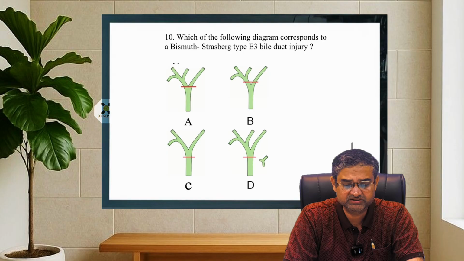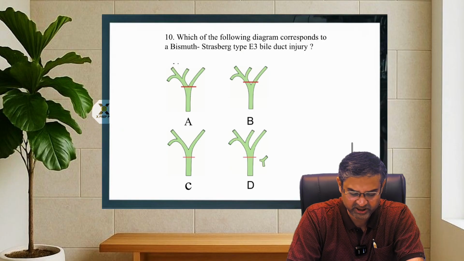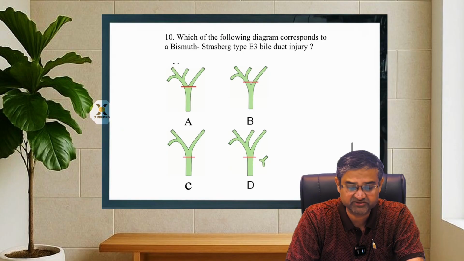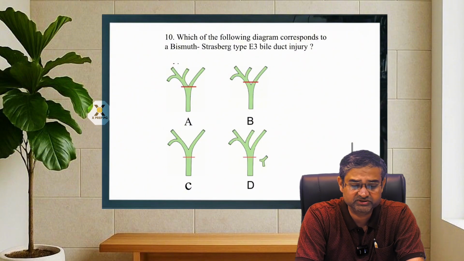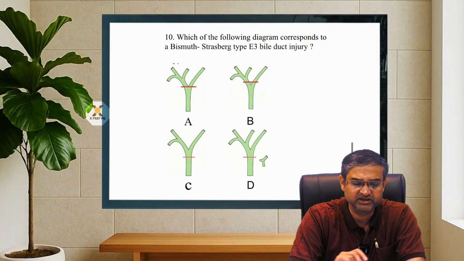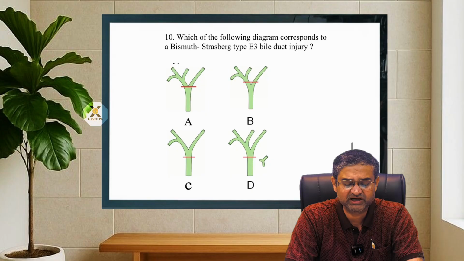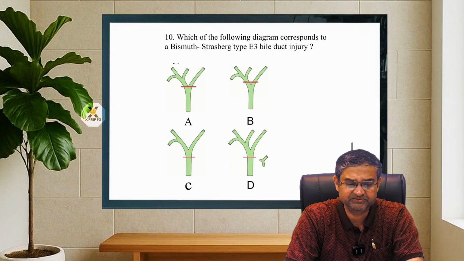If you can see this diagram and if you know the answers, then it is very easy to answer this question. The answer for this question is answer A. You have to learn this classification of Bismuth Strasberg by heart. There is no other option than that.